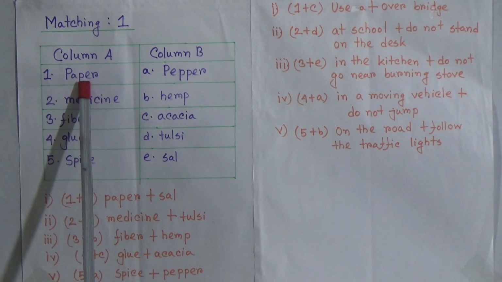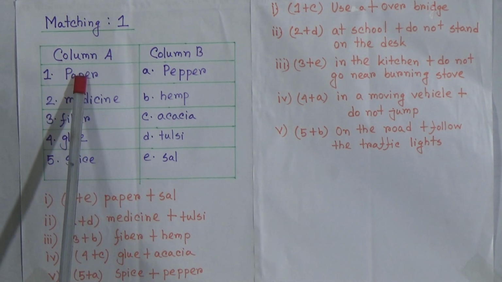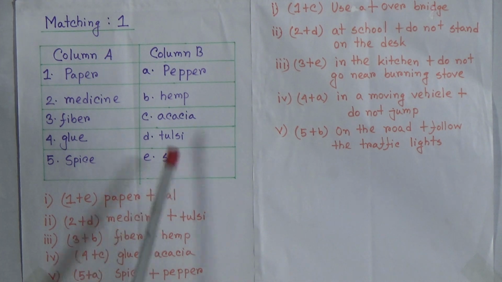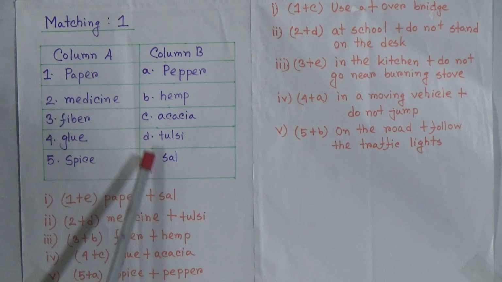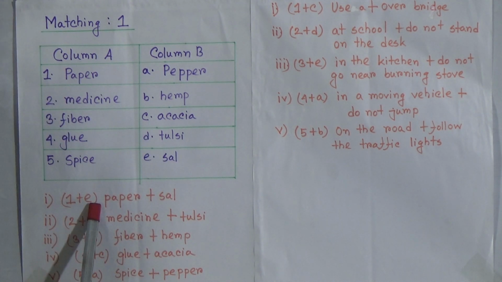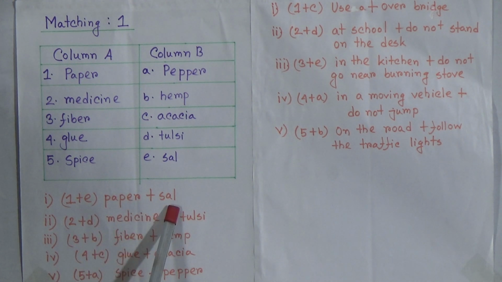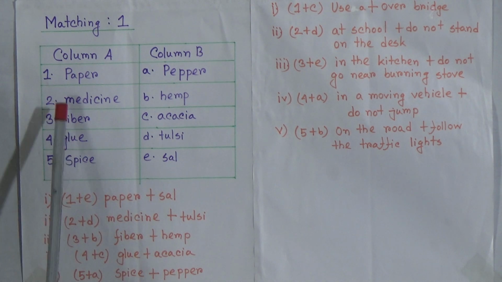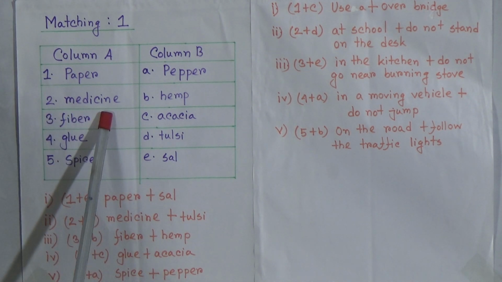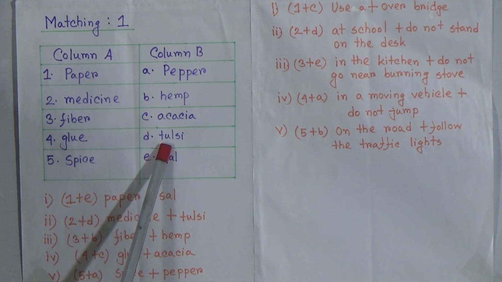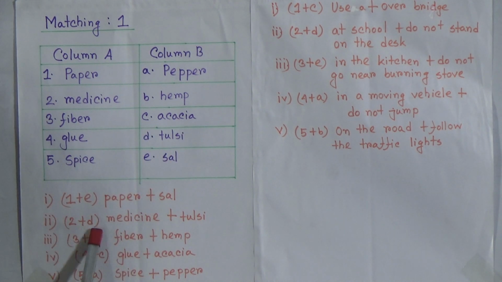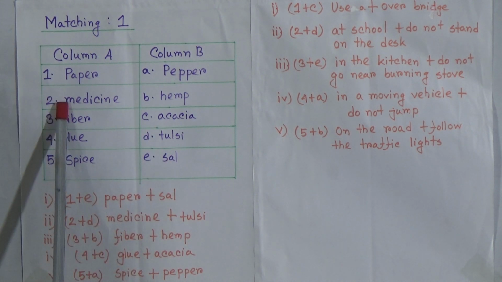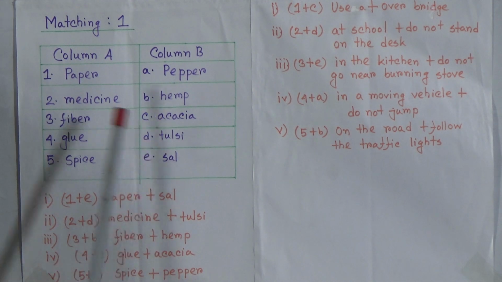First one is paper. From which plant we get paper? Shal. That means 1 with E. 1 plus E. Paper with shal. We can get paper from shal. Number 2 is medicine. From which plant we get medicine? From tulsi. Look, 2 plus D. Medicine we get from tulsi.